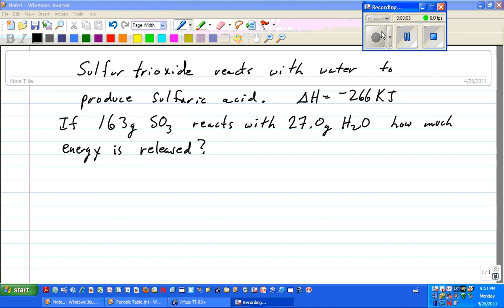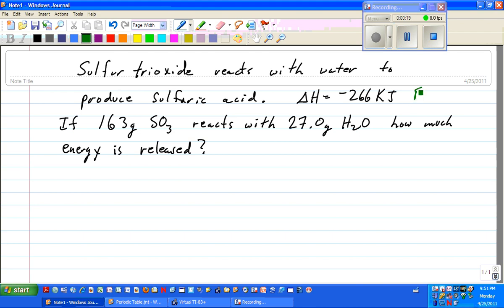Okay, I've got an example of a limiting reactant with energy type reaction going on here. Sulfur trioxide reacts with water to produce sulfuric acid. It's got a delta H of negative 266 kilojoules, which means that this is exothermic. So when I write the balanced equation, the heat term is going to go on the right side as a product. What we've got is 163 grams of sulfur trioxide reacting with 27 grams of water.